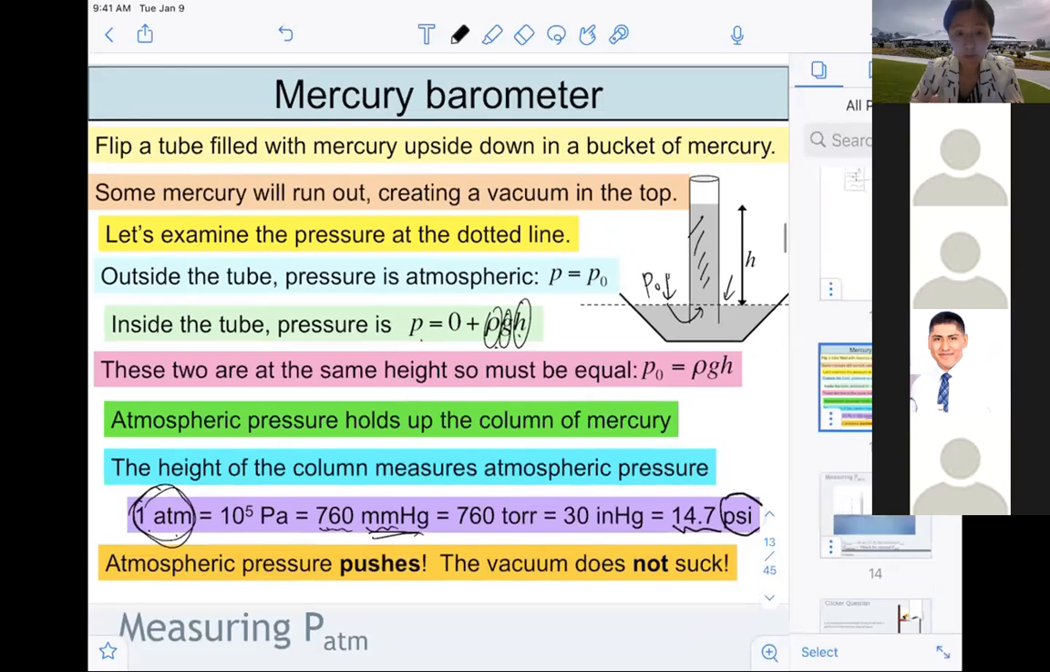All right. So you can see the atmosphere pressure in this case pushes.